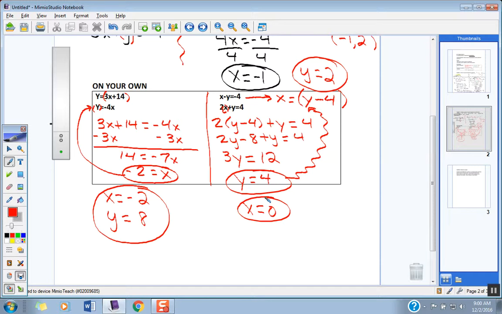Okay. Check it out, guys. If y is 4 and x is 0, look at this second equation. What's 2 times 0? 0. Plus 4. Does that make that statement true? Okay. If I go up here, 0 minus 4, the x minus the y, is that -4? Is 0 minus 4 -4? These values make both equations true.